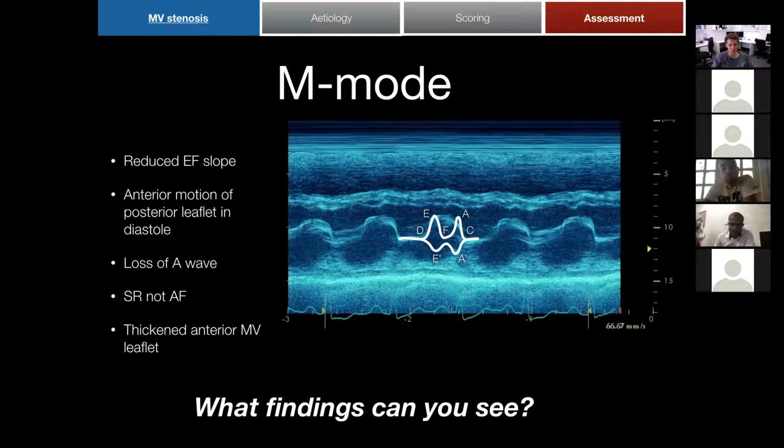And what else can we say about this? I think the thickened leaflet tips, the thickened anterior mitral valve leaflets. Normally it's a nice thin structure that moves up and down, and here you've just got that thickened, reduced EF slope. So a few things to pick up on M mode. Again, they love talking about it in the ASEs, so it's worth going through a little bit of M mode.